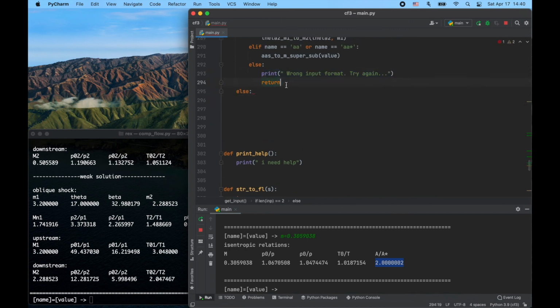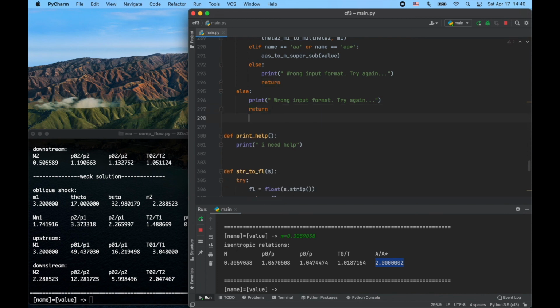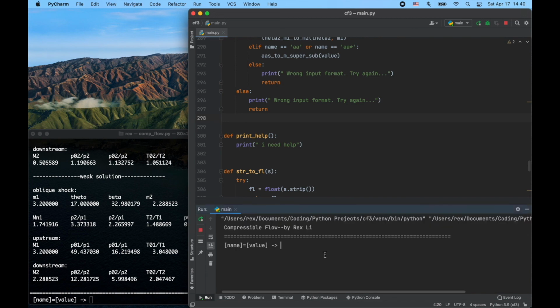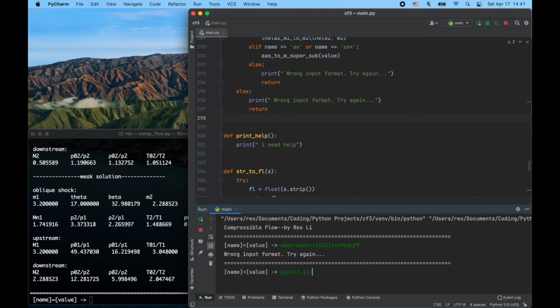So let's try. If we have a random thing equal to something equal to something, you say it's wrong input. So if we have a thing that is looking all right, P2/P1 equals, it should be larger than 1, so 1.11. And we have another equal sign. This is weird, right? What does that mean? It means nothing. So it should give us, okay, wrong input format. Try again. However, if we have that, it should give us the correct response.